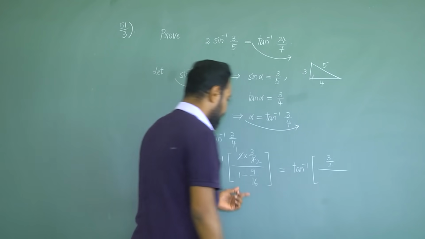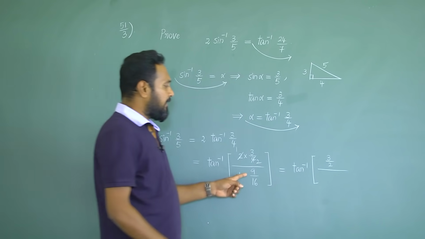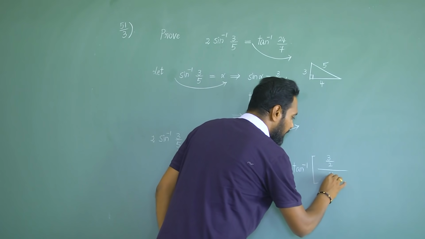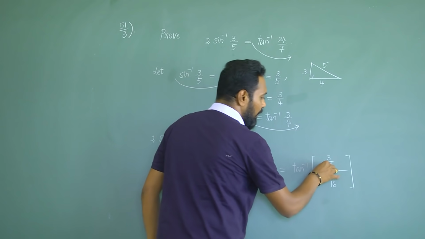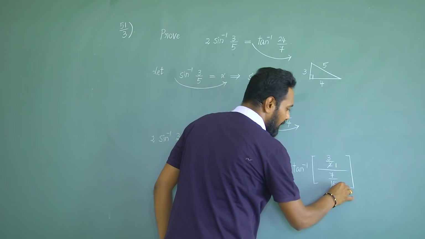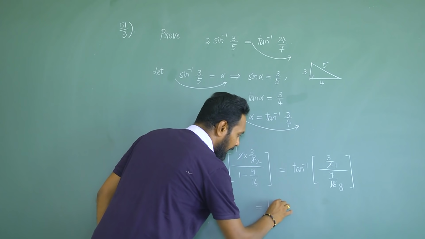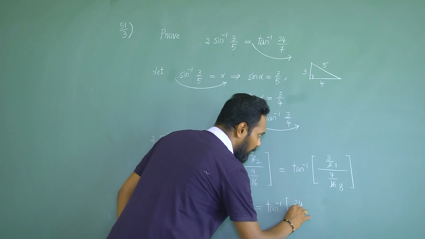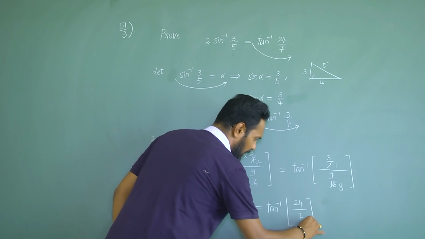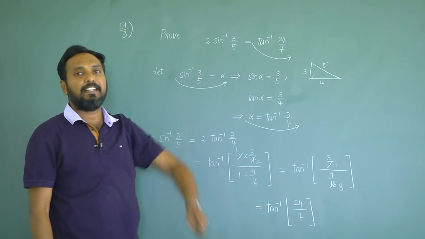divided by, if I simplify this one, 16 minus 9, 7 by 16. 2 ones are 2, 2 eights are 16. If you simplify, then it is tan inverse of 3 eights are 24 divided by 1 sevens are 7. It is equal to the right hand side function.